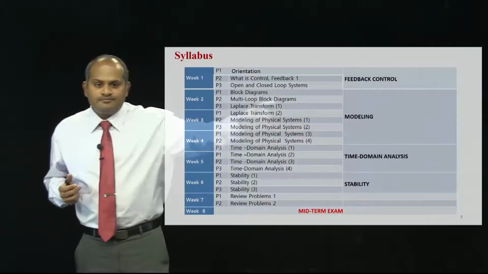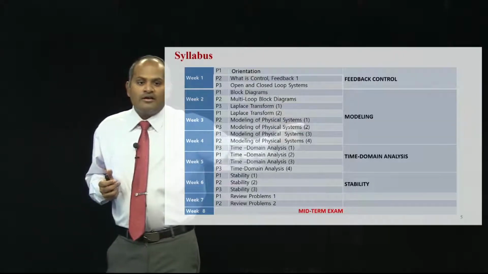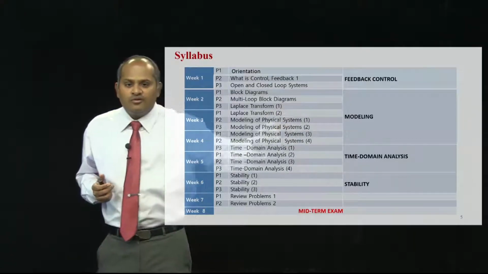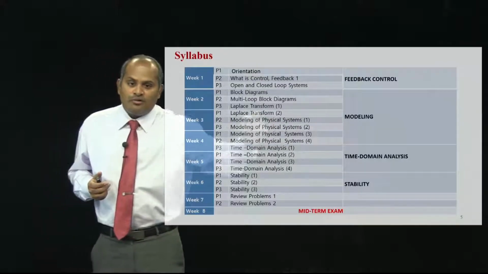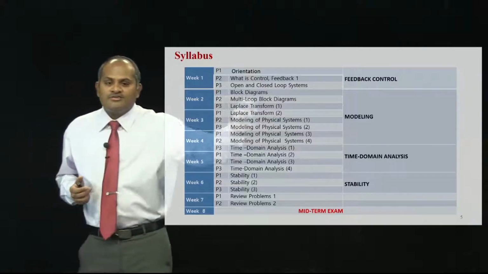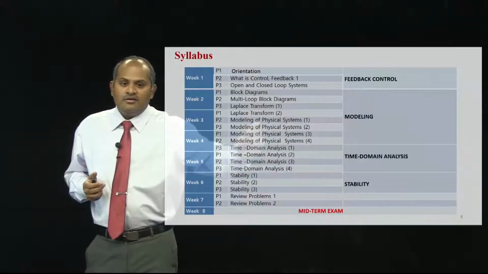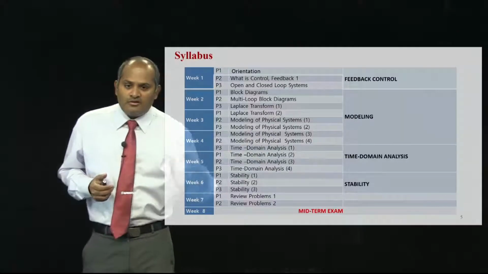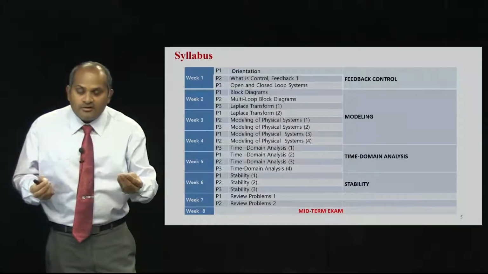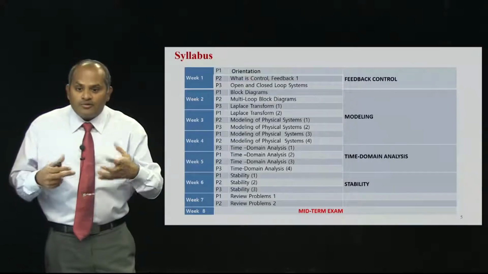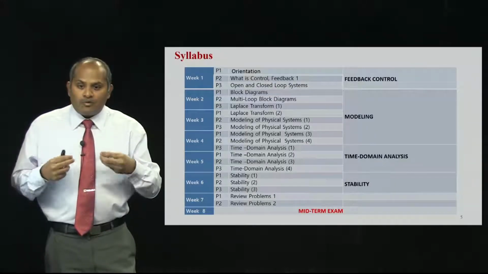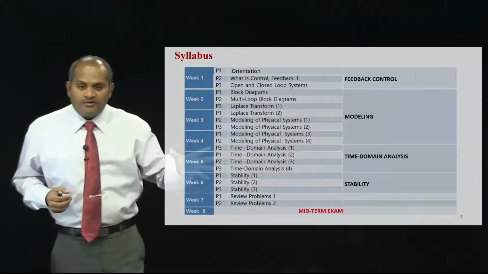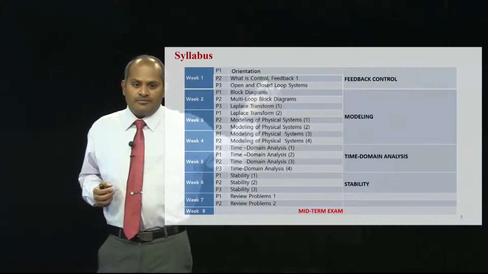Once we learn some basic information about control and open and closed loop systems, we move on to the block diagrams in week 2. And later we also review the Laplace transform, which is very important because all the modeling is actually done in the Laplace domain. Then this is the modeling of physical systems. This is very, very important because in control, if you want to design a controller, the first step is to develop the model. A good model can provide good control performance. So developing a good model is very important. So, the modeling is the first step.